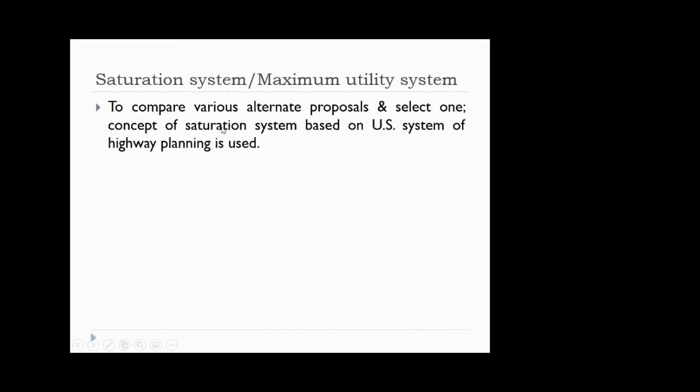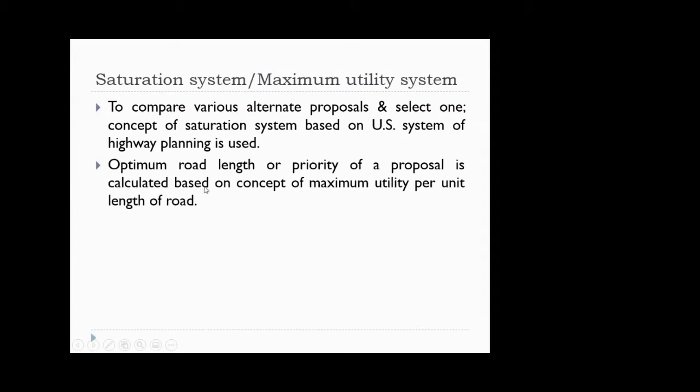So what is this method, or why is it used? It is used to compare alternate proposals and select any one. That's the same as what I've shown in the scenarios. Basically it was developed in the US. In their highway planning system, they came up with the concept of the saturation system. And what is done is optimum road length or priority. There can be either of two decisions: you have to come up with the road length that you will be developing, or you have to come up with the priority, as we saw in scenario 3. So you have to come up with the priority of proposals by calculating it, and that is based on the concept of maximum utility per unit length.